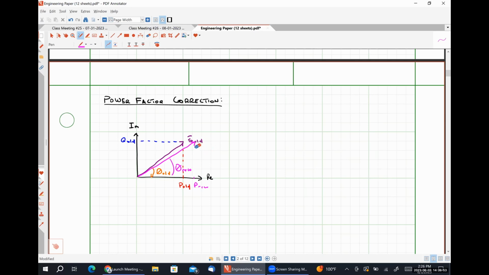What would happen if we were able to make Q smaller while keeping P constant? So let's say that we had something like this. So here's our S new. P old is exactly what it was.